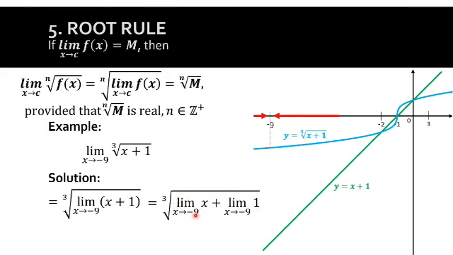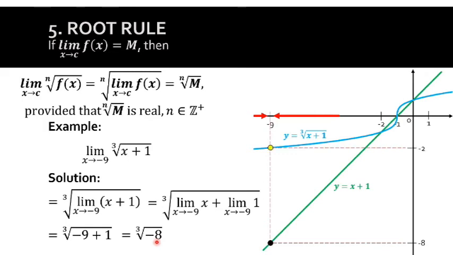Again, this is the identity function and this one is a constant function. So the limit of x as x approaches negative 9 is negative 9, and the limit of the constant 1 as x approaches negative 9 is still 1. So we have the cube root of negative 8, meaning the limit of the inner function, which is x plus 1, is negative 8, and we can take its cube root, which is equal to negative 2.